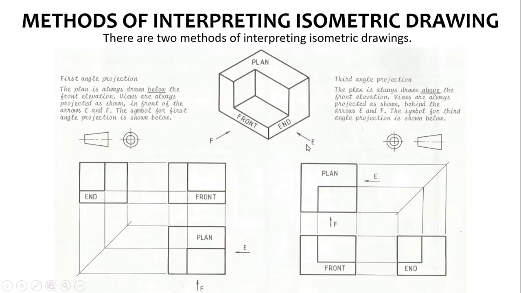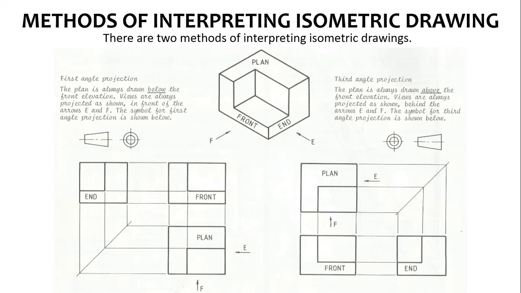The same applies for the end. The end is pointing towards the left, but our view is in the opposite direction of left, which is right. Once more, here there's a projection symbol that you need to understand. More of that will be explained when we meet physically. So this here is the two methods in which we can interpret an isometric drawing. We've got a front, an end, and a plan.